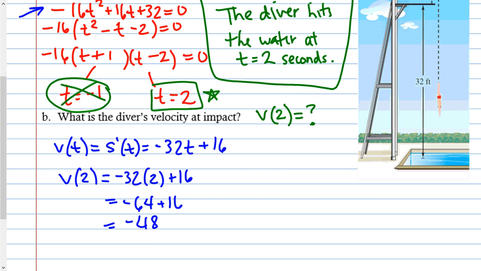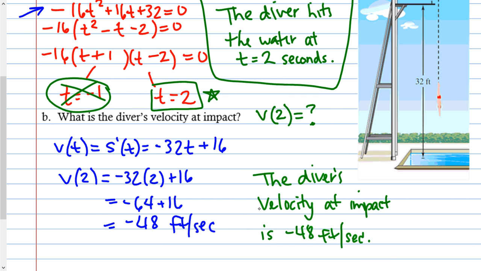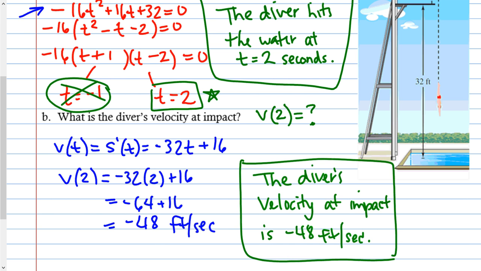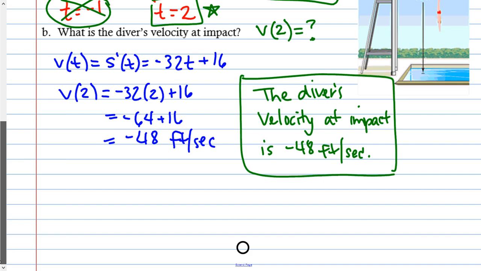And this was seconds, and I don't remember feet. Okay. So, oh, feet per second. So it is negative 48 feet per second. Why is it negative? Because he's coming back down, right? So the diver's velocity at impact is negative 48 feet per second. And there's your answer written out. Okay. C. Oh, there is no C.